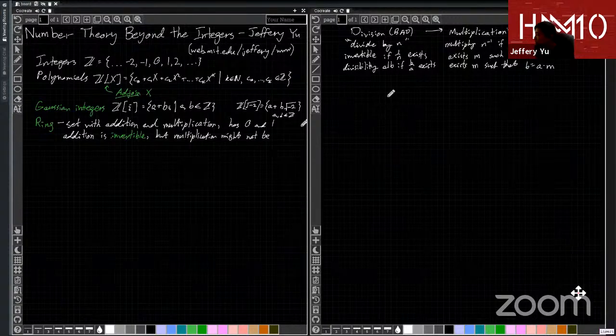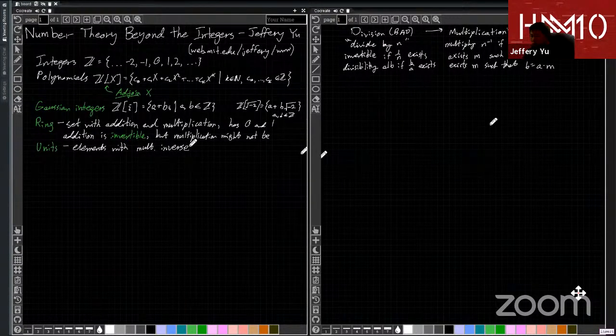Okay. Now, I've talked a lot about things not being invertible, but sometimes things are invertible, and that's nice. So we want to be able to talk about what is invertible. Things that are invertible are called units. Units are elements of a ring with multiplicative inverses. Okay, so let's do some simple examples.